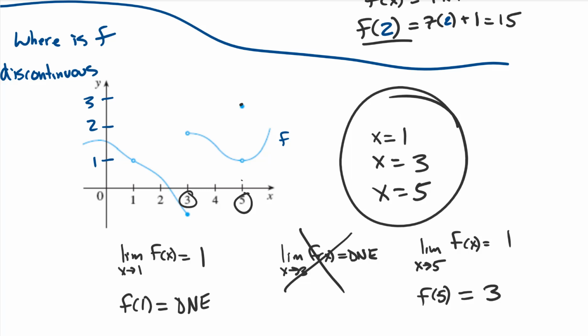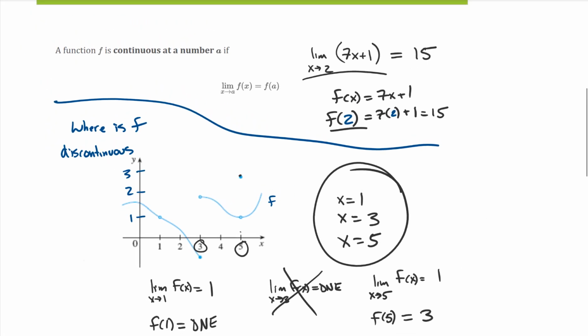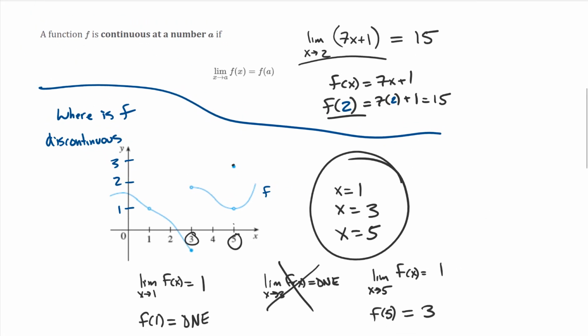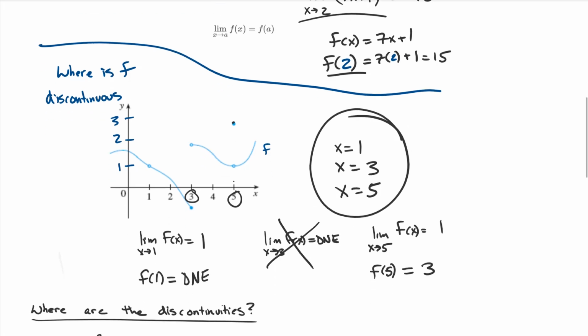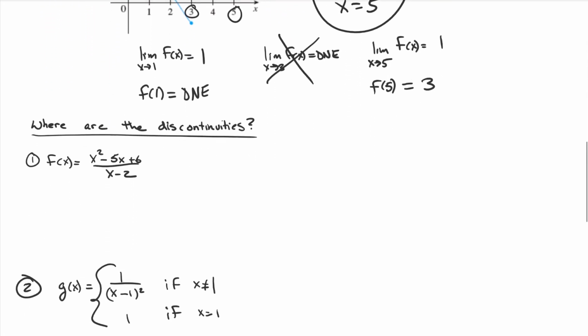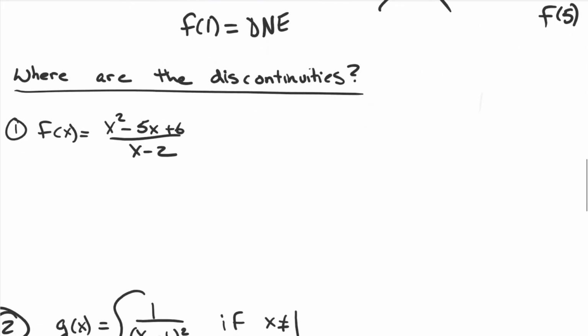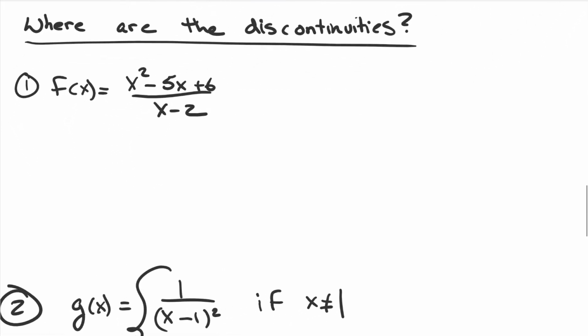You could just look at a graph and tell me where it's discontinuous. But that is our definition. If the limit at that number doesn't equal the functional value at that number, it's not continuous. But if it is continuous, so let's do some algebra. Let's get into it. Let's just find where the discontinuities are.